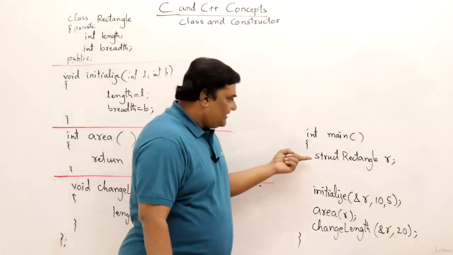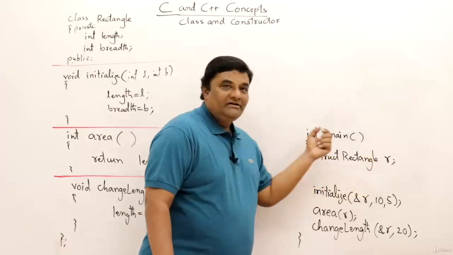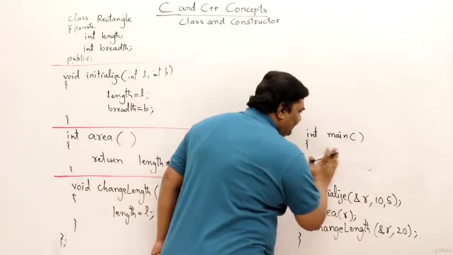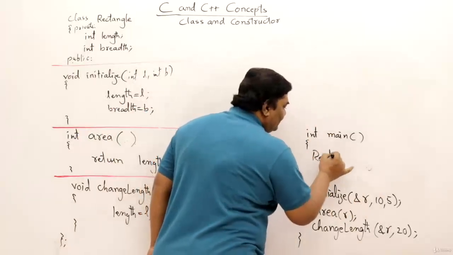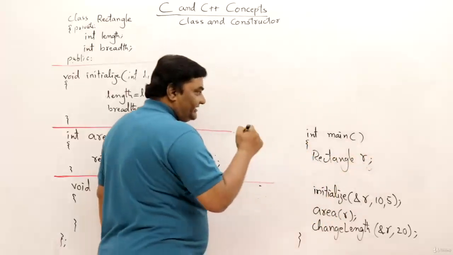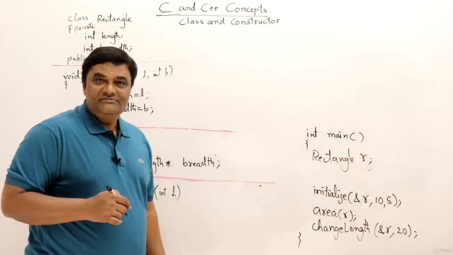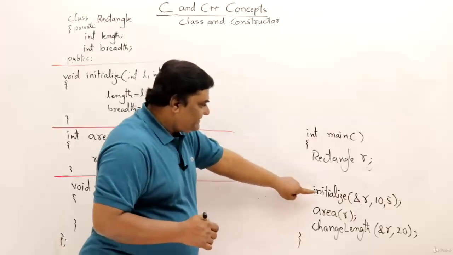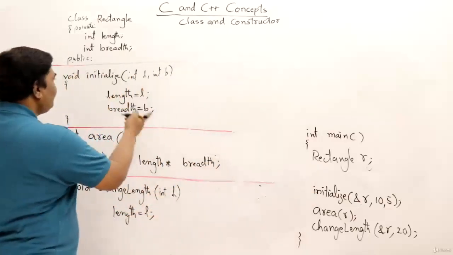Inside the main function, I have created a variable of type rectangle structure. So now I will change it and I will simply say rectangle R. Now we call this an object. Instead of a variable, we call it an object. Then, how to call these functions? These functions are present inside the rectangle only.